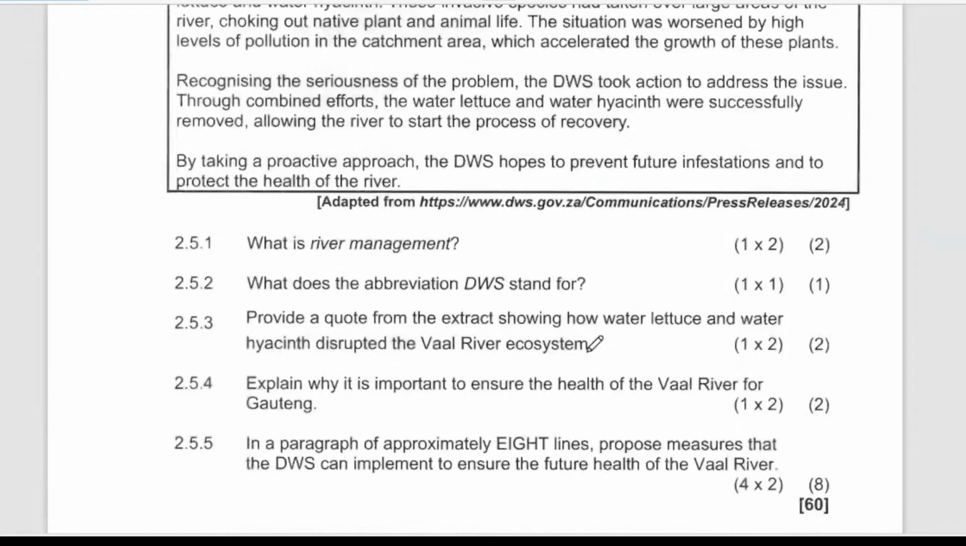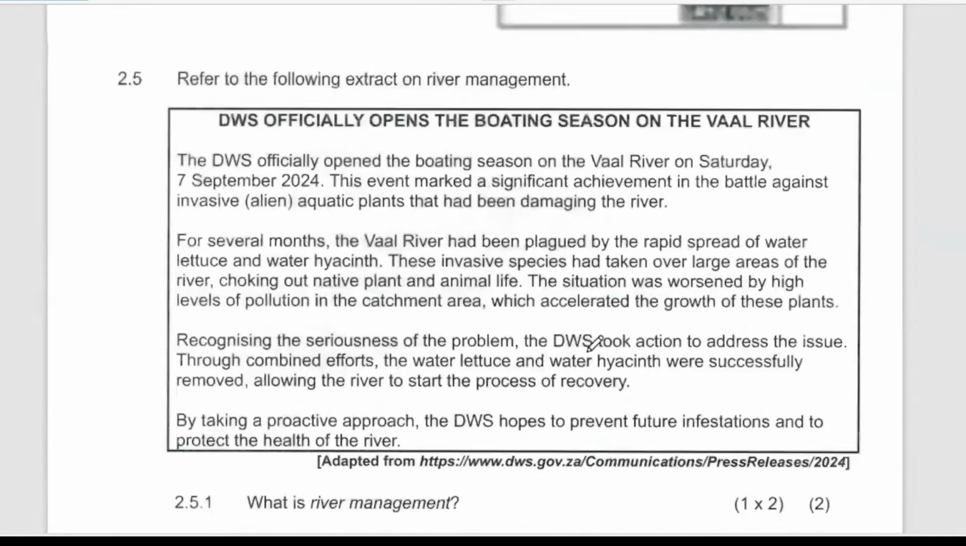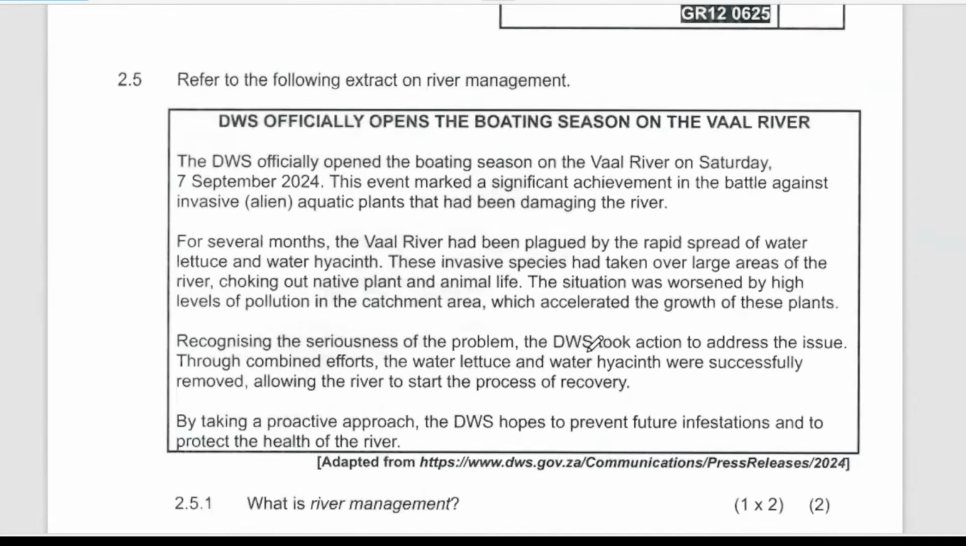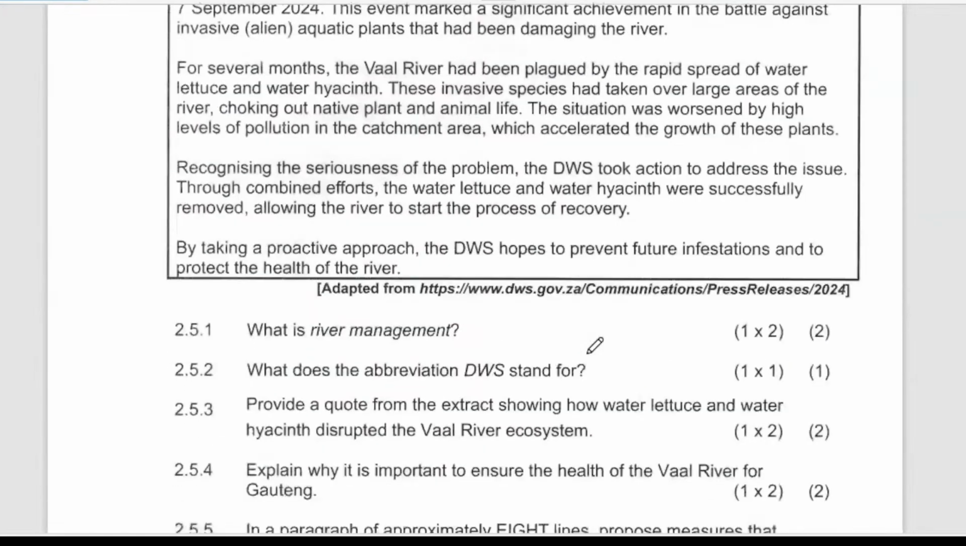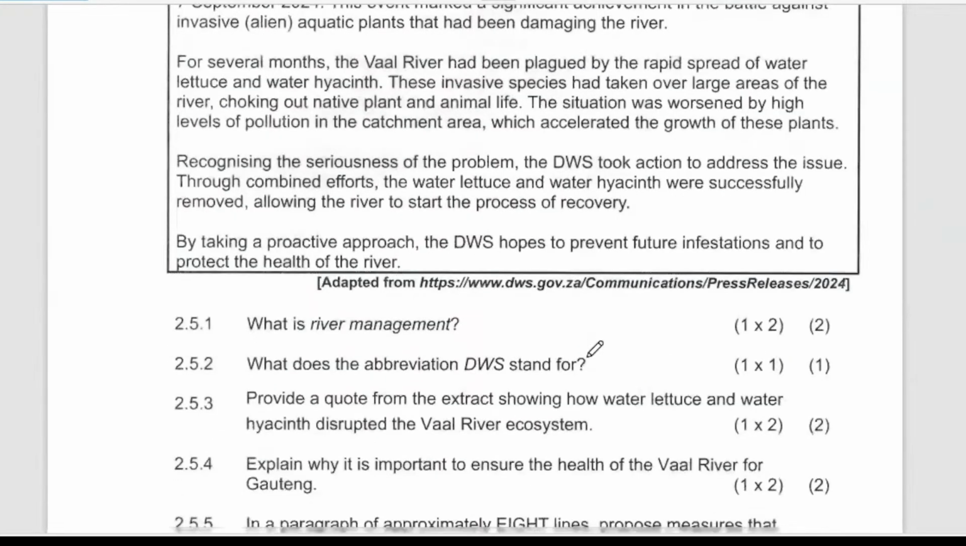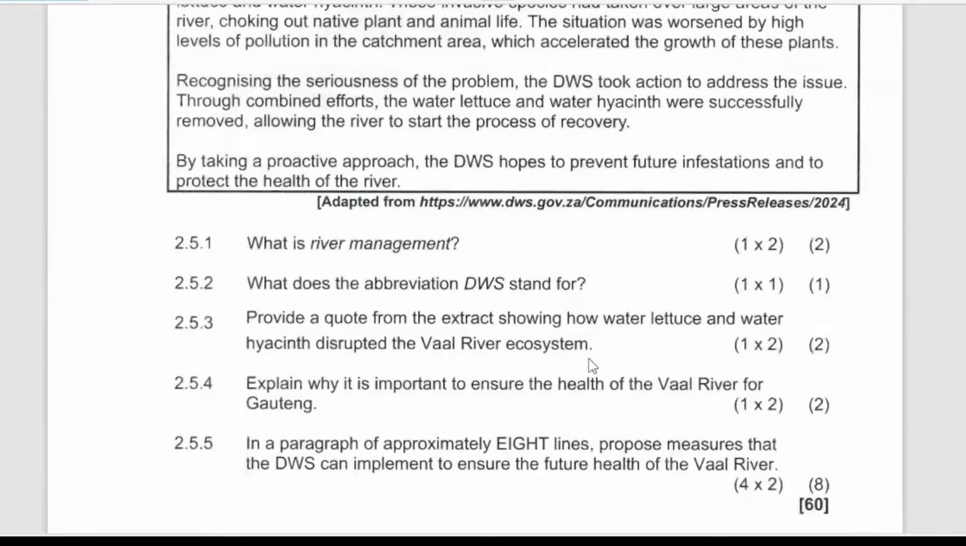Right, moving on to question 2.5. Question 2.5 is based on water and river management. The first question is asking, what is river management? This is a geographical concept. We can define this in our own understanding, but we must address the basic idea of river management.